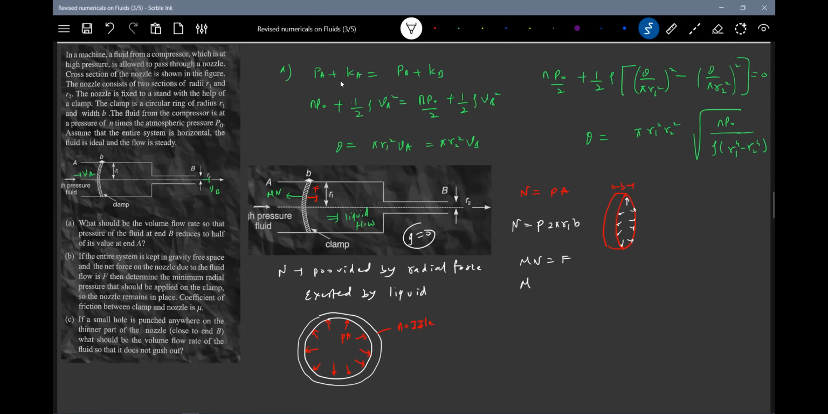So in place of N, I'll bring that one, P 2 pi R1B F. So what is the expression for pressure? F by 2 pi mu R1B. This should be the pressure.